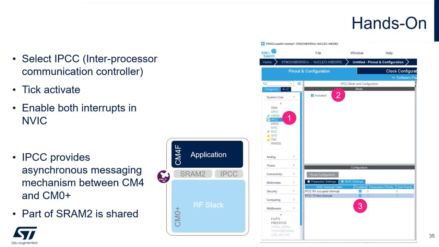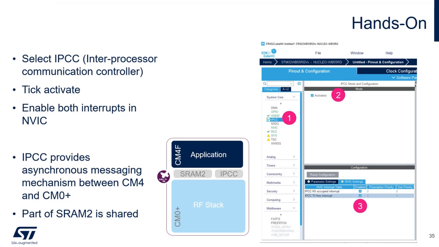The next thing is the IPCC, the Interprocessor Communication Controller, and I'd like to spend a few words on this one because it's quite a unique feature of WB. As you know, the architecture is dual core. There's a Cortex M0, which runs the RF stack, and the user application is implemented on a separate Cortex M4. The two cores communicate through a shared part of memory in SRAM2, and IPCC is a peripheral responsible for messaging mechanisms between the two cores.